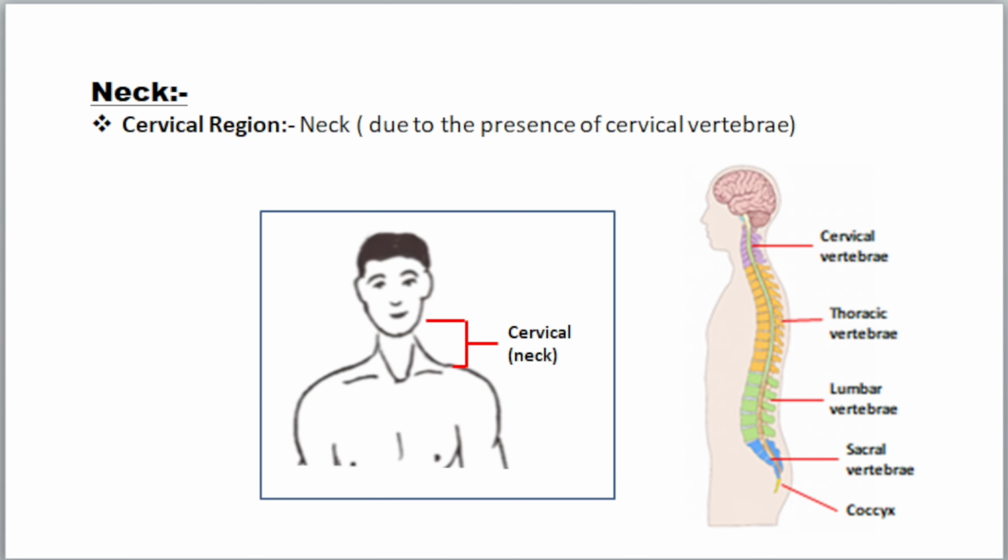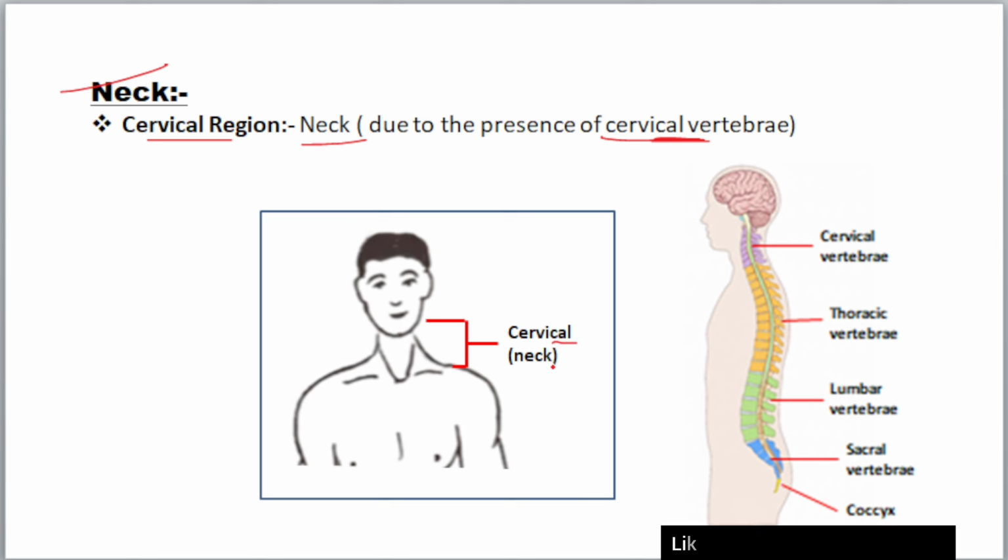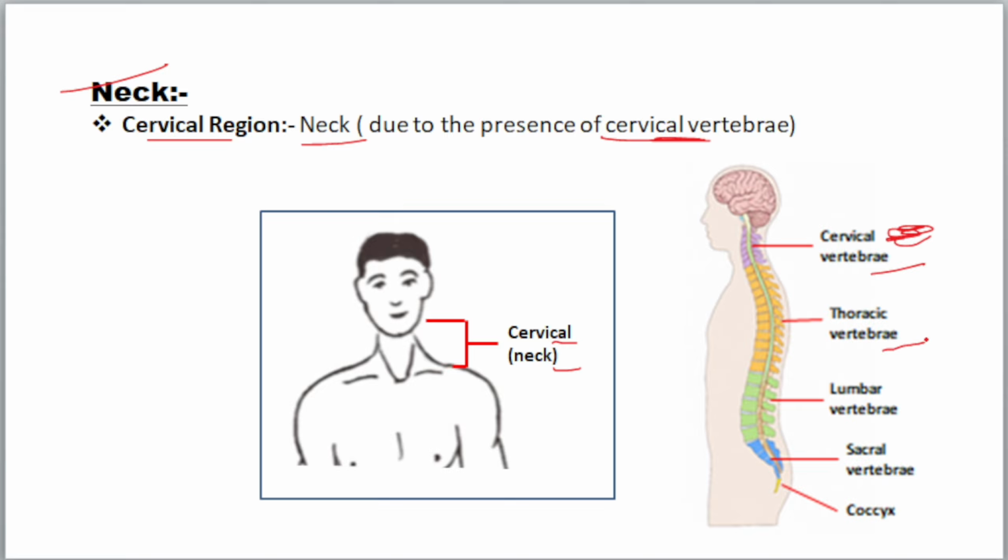Then the second part of the axial region is the neck. There is only one region, the cervical region. The neck portion of the human body is called the cervical region because the cervical vertebra is present. You see in this figure that in the neck portion there is cervical vertebra. That's why this region is also called the cervical region. Actually, our vertebra can be divided into 5 parts. First, cervical vertebra, second, thoracic vertebra, third, lumbar vertebra, fourth, sacral vertebra, and fifth, coccyx. So in the neck portion, there is cervical vertebra. That's why this region is called the cervical region.